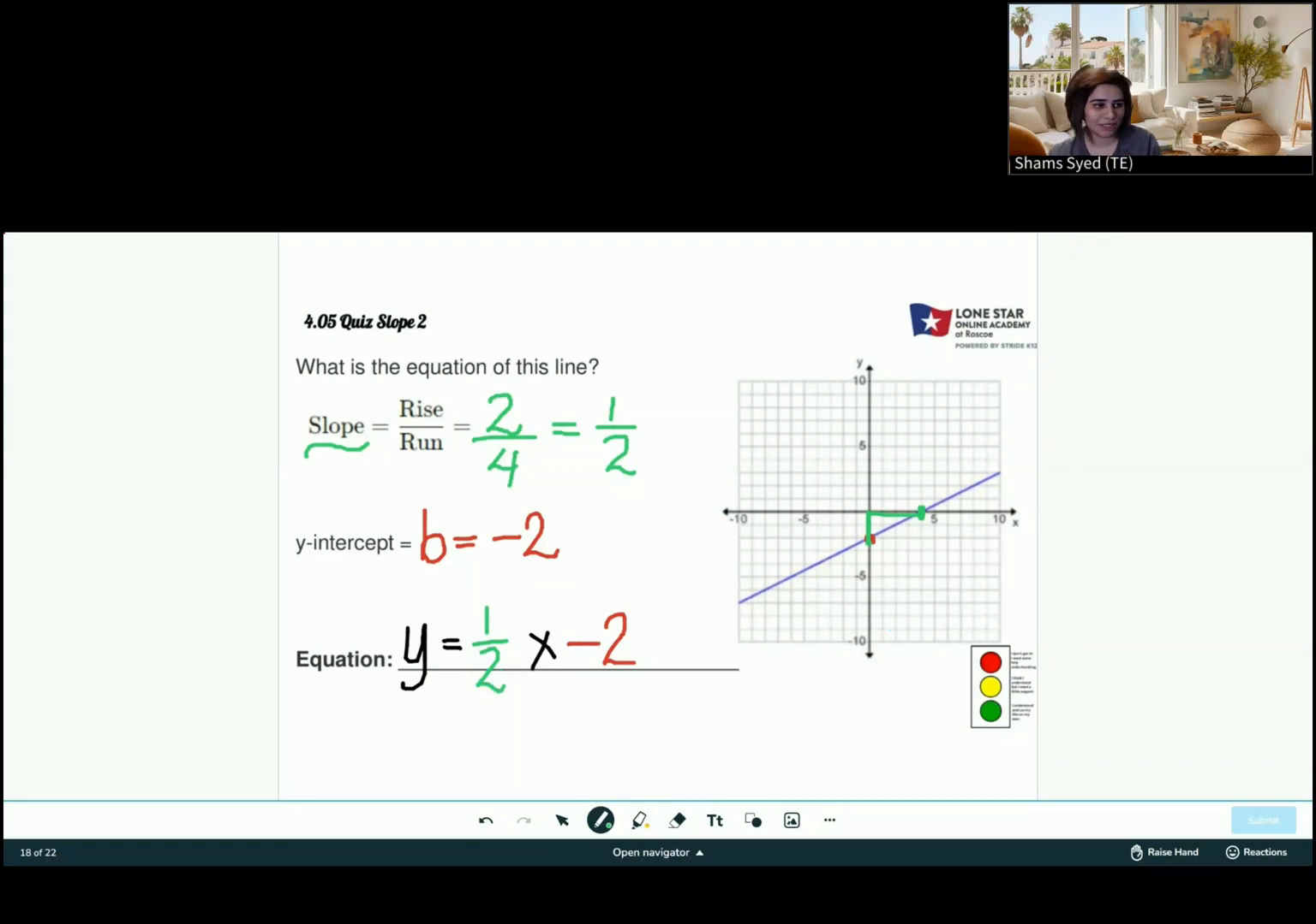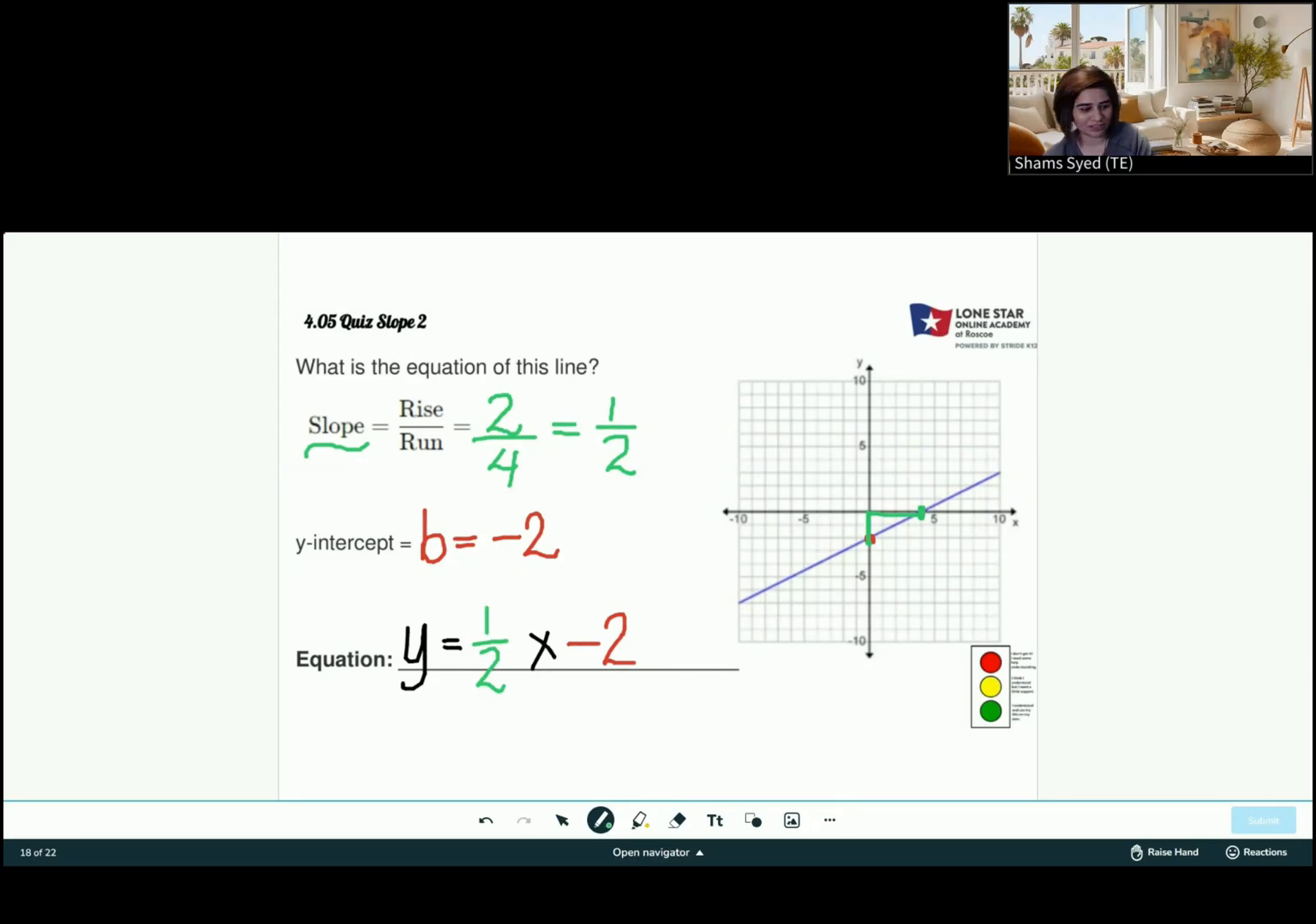1 over 2x minus 2. Violet, there you go. See, 2 divided by 2 is 1. 4 divided by 2 is 2. So 1 over 2.